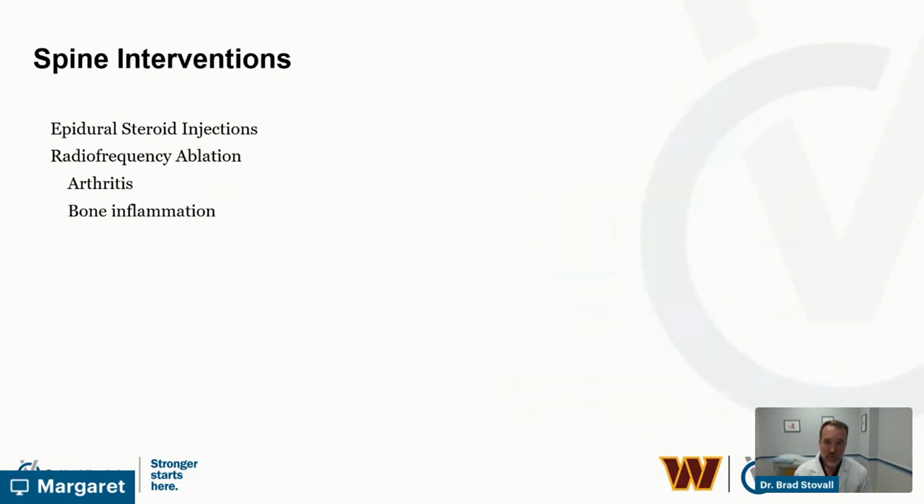But then when that's not working, we have different tools like epidural steroid injections, most commonly used for sciatica, and then radiofrequency ablation. More commonly, that's been used for arthritis pain in the back, so those joints we talked about called the facet joints. But we now have a new way to address the inflammation in the bone, which is what the Intracept procedure treats.